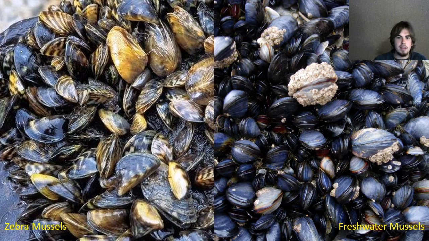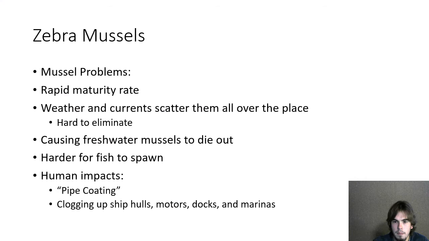This is just a side-by-side comparison of the zebra mussel and freshwater mussels. The picture on the left, you can see the zigzag shape of the zebra mussel, and then on the right, you see just common traditional freshwater mussels that are darker in coloration and don't have that easily identifiable striped pattern.